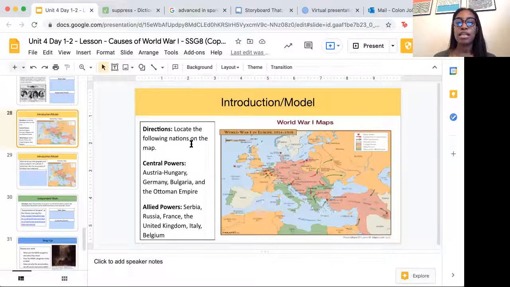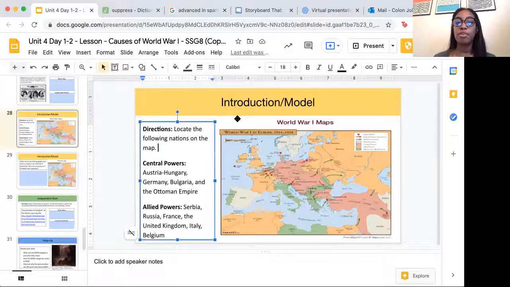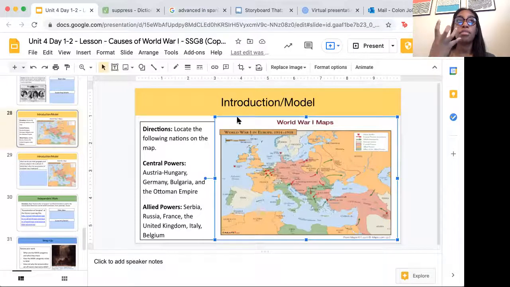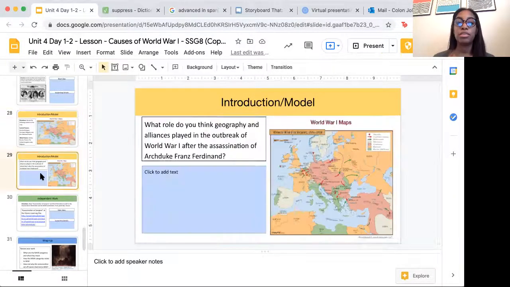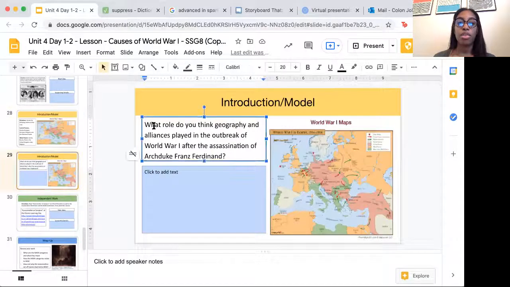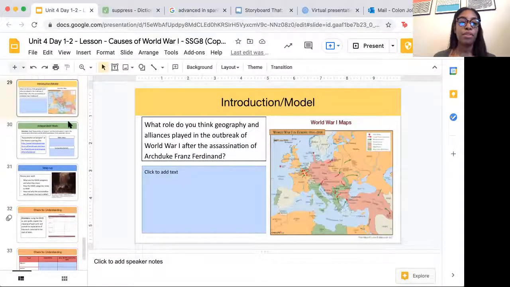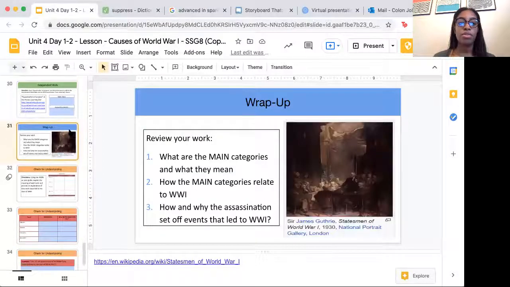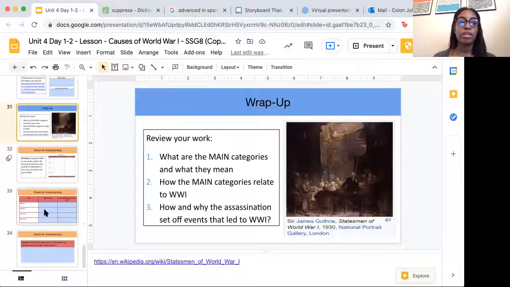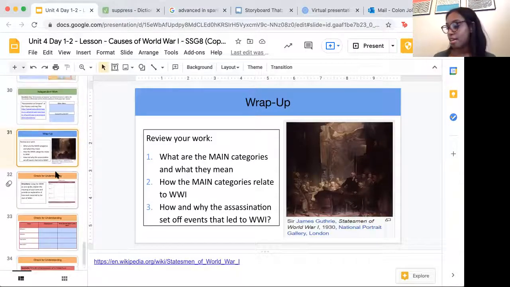So of course, this is something that is really going to help your ELLs, because they can visually see the representation of how people will get dragged into this war, right? So that's the question that is posed here in this introduction or model. And then as we move forward, they get independent work, but our focus here is going to be more so on the wrap up and, of course, the check for understanding.